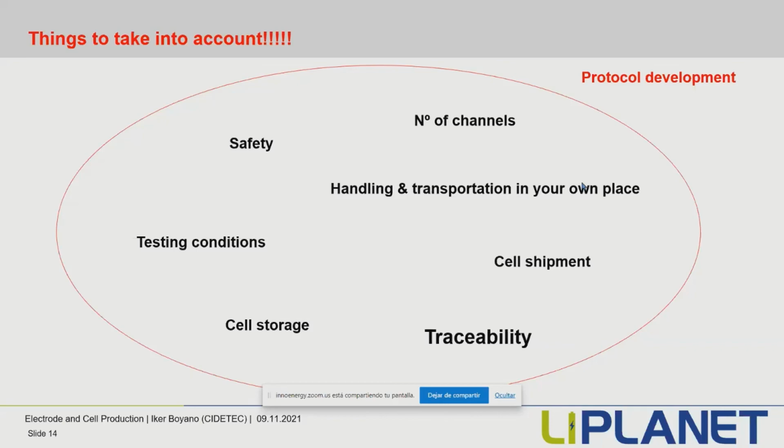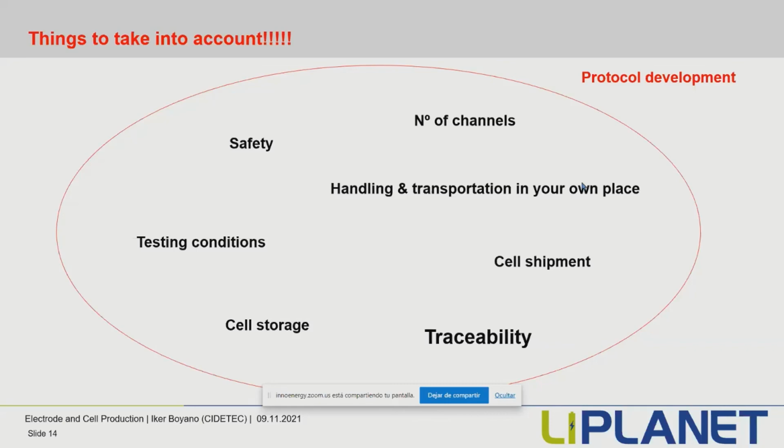It has to do with how you do things. For example, things that seem not very important, like how you handle the cell or how you transport it in your own place, are important. You have to define it. You have to make the protocols just to be sure that everything is safe. You have to take care of the number of channels that you have for this kind of testing, or how many tests you can do. You have to take care of what you are doing with your final cells.